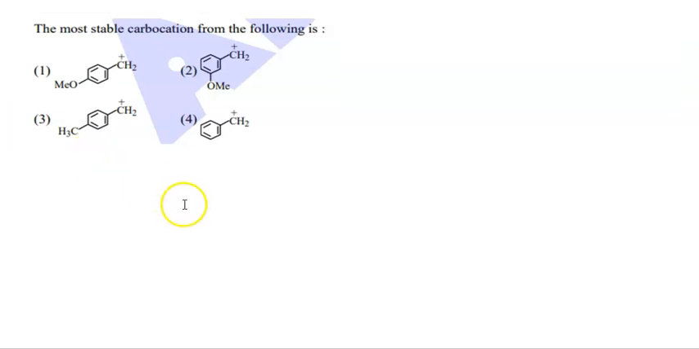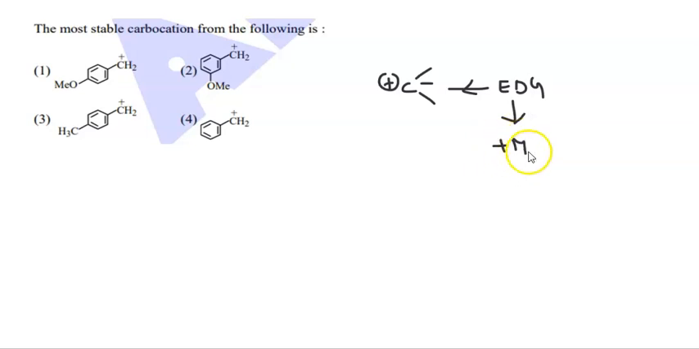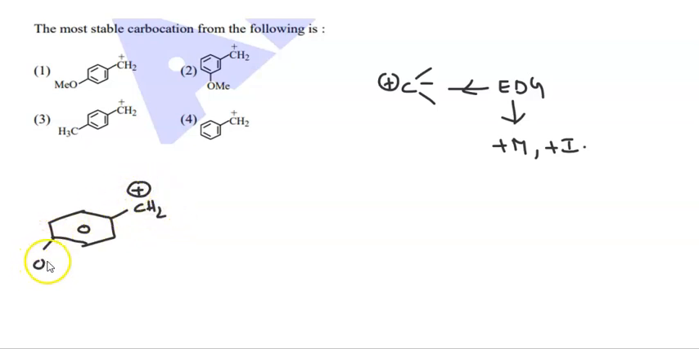The most stable carbocation from the following is. The carbocation will be stabilized very easily when it is connected to an electron donating group. That electron donating group should exhibit positive mesomeric effect or positive inductive effect. So if I take this benzene, and here it is CH2 plus, benzyl carbocation, and the para position has an OMe group that has 2 lone pairs and has plus M effect and minus I effect. Plus M is more dominant, that's why it is a more stable carbocation.